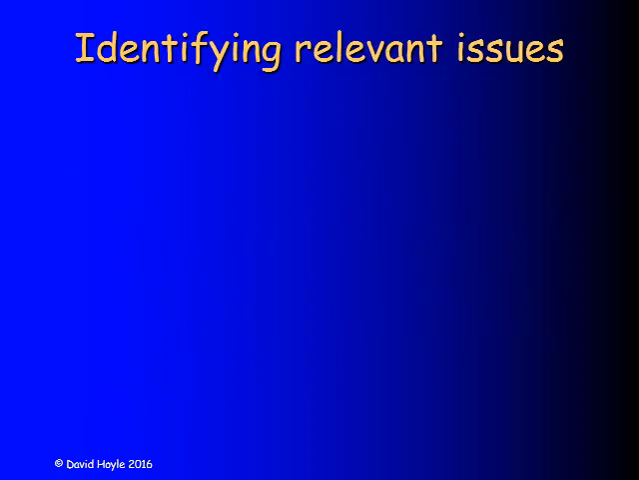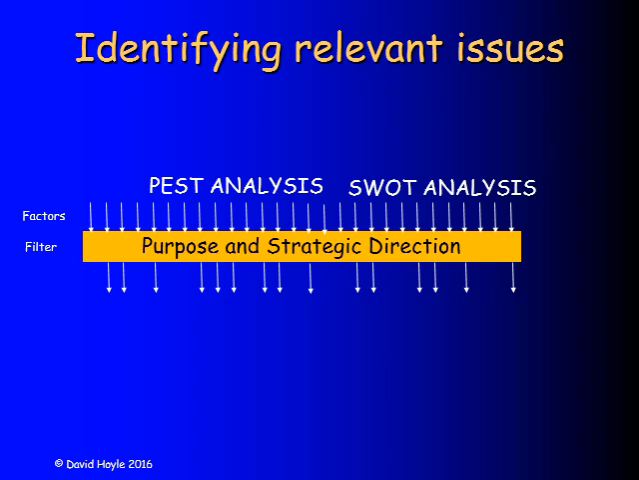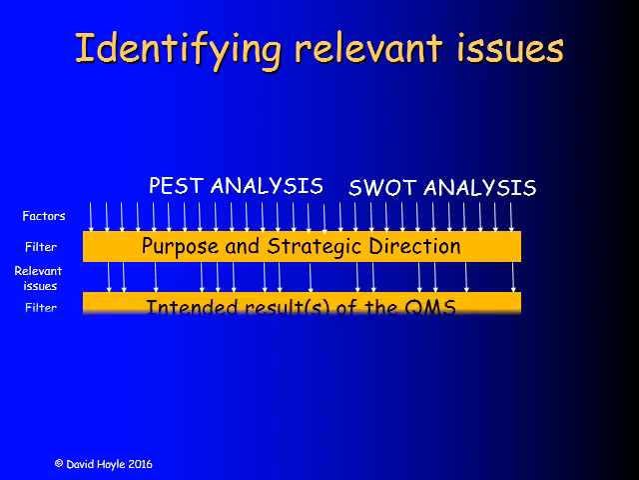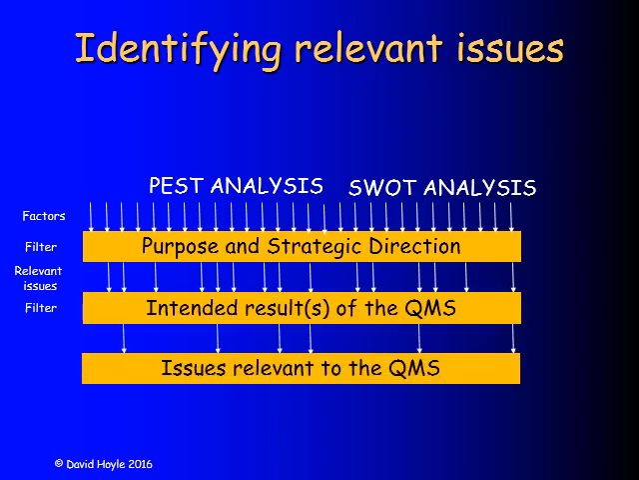Having identified the factors that can affect the organisation's ability to fulfil its purpose and strategic direction, the PEST and SWOT analysis will reveal the relevant issues. Filtering these issues through the intended results of the QMS will reveal those issues that are relevant to the QMS. These issues will form the basis of quality objectives, which will either serve to exploit an opportunity or to mitigate a risk.